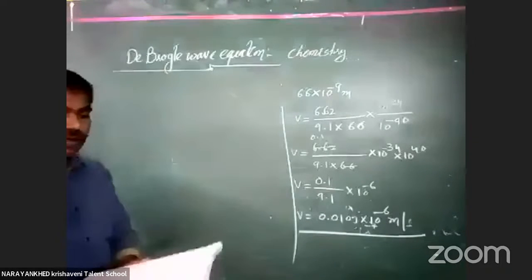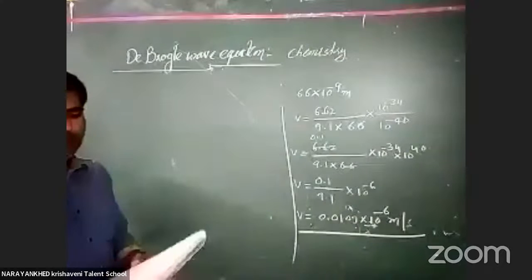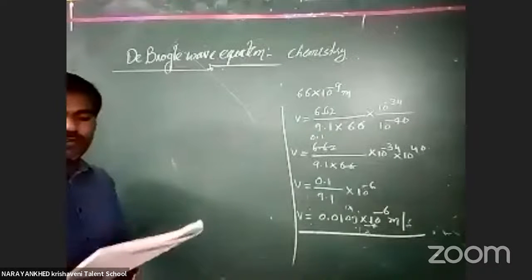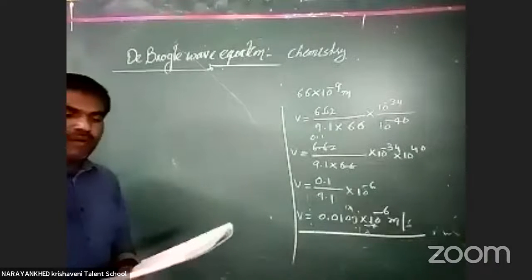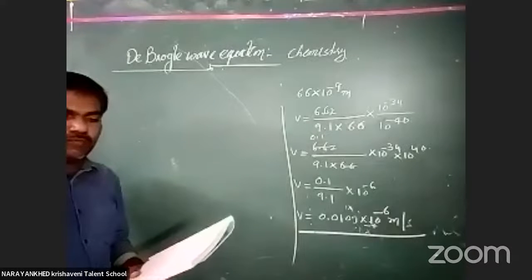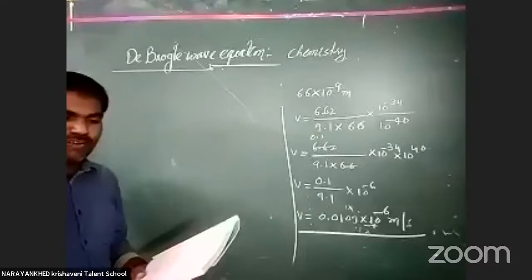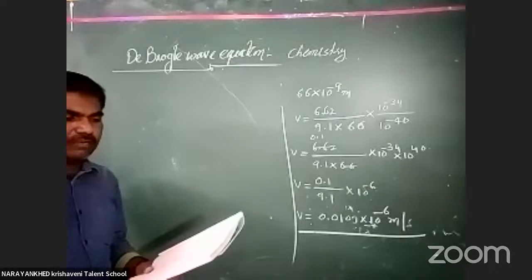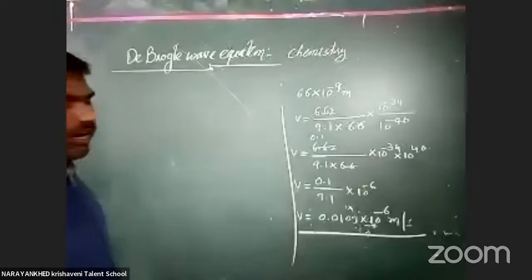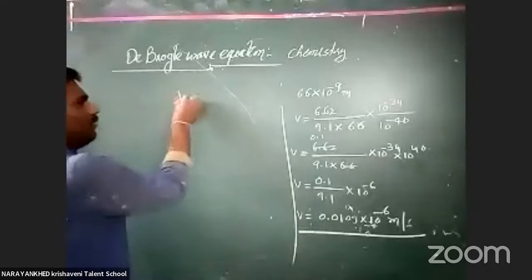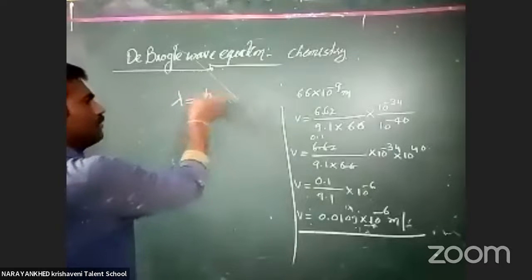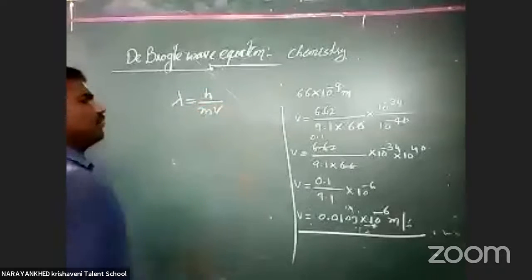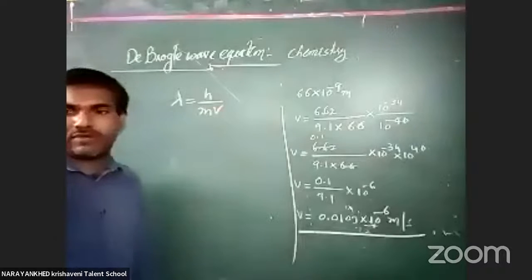What is the next problem? What is the wavelength associated with a car of mass 1.3 into 10 to the power of 4 grams moving at a speed of 1.0 into 10 to the power of 3 centimeter per second? A car is given. What is the wavelength of that car according to de Broglie? Lambda is equal to h by mv, the fundamental formula for us.